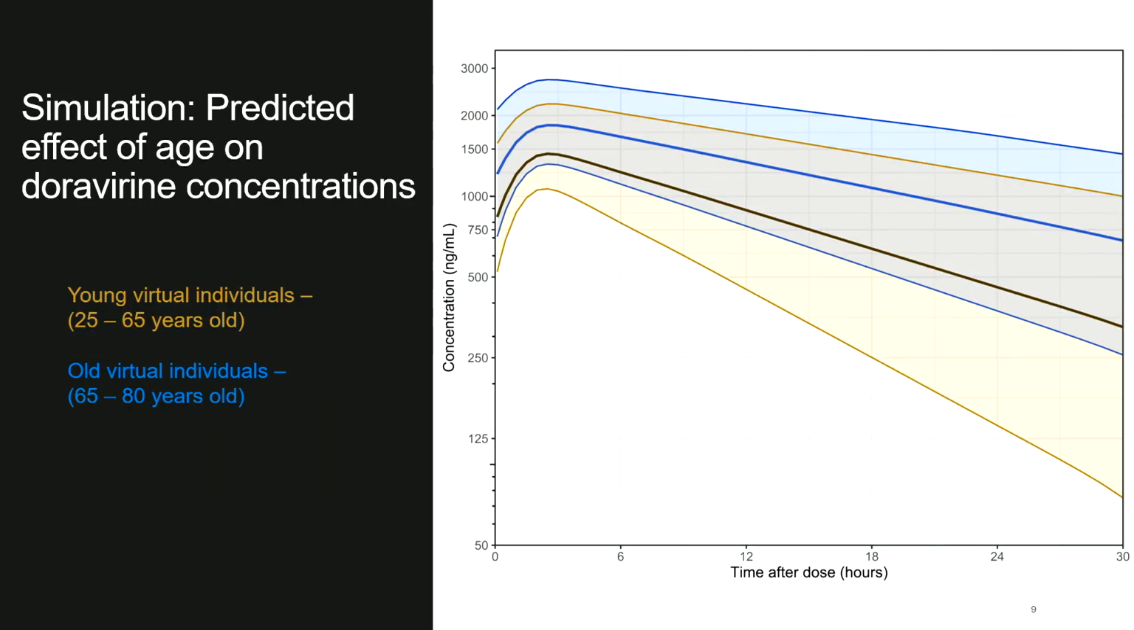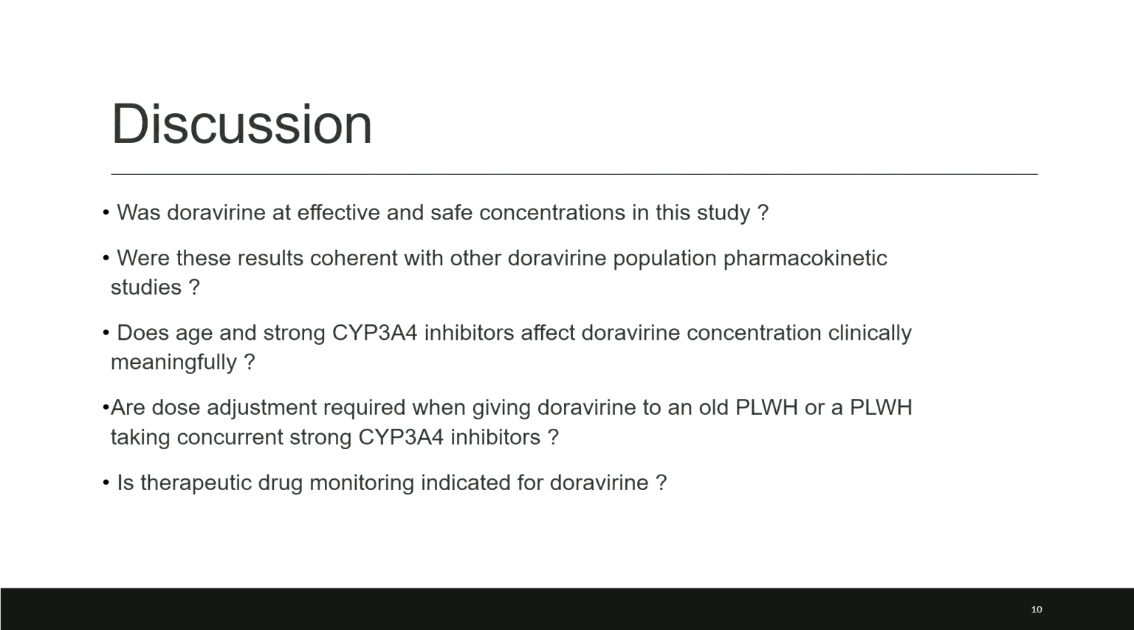And finally, we predicted the effect of age on doravirine concentrations. Here, we simulated two groups of individuals, the young individuals, which are aged from 25 to 65 years old, and the old individuals, which are aged from 65 to 80 years old. And we can see that doravirine exposure is higher in older patients. It's worth noting that the effect of age was smaller than the effect of strong CYP3A4 inhibitors on doravirine clearance.